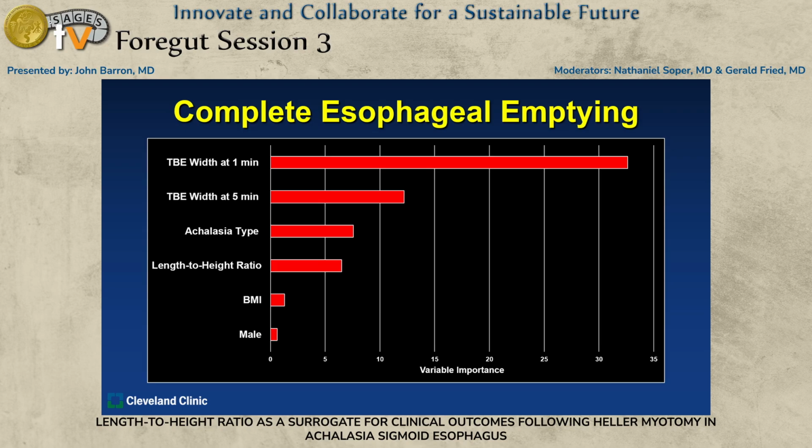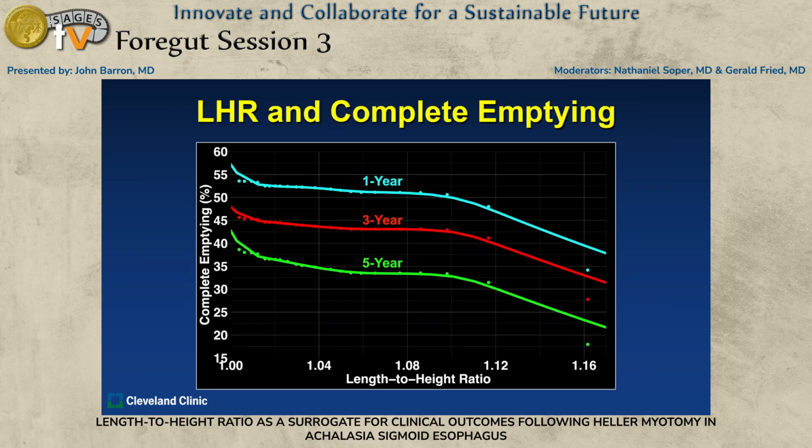Variables most predictive of longitudinal postoperative complete emptying were barium esophagram width, achalasia type, and length to height ratio. This is the corresponding partial plot with longitudinal complete emptying according to length to height ratio. At 1, 3, and 5 years again, increased preoperative tortuosity was associated with a progressive decrease in complete esophageal emptying, with 43% of patients with a ratio of 1 emptying completely at 5 years, compared to 23% of those with a ratio of 1.16.